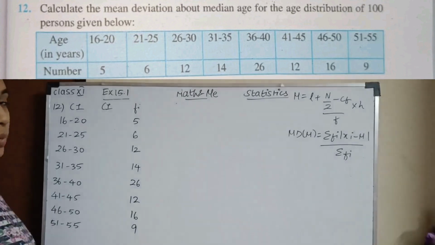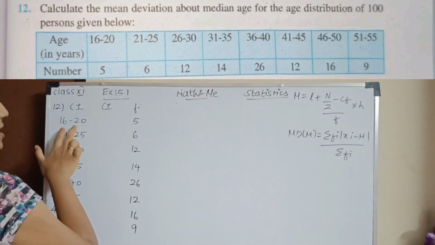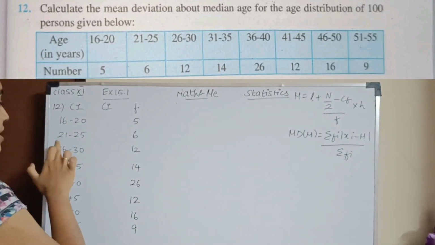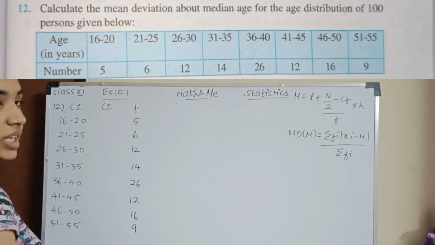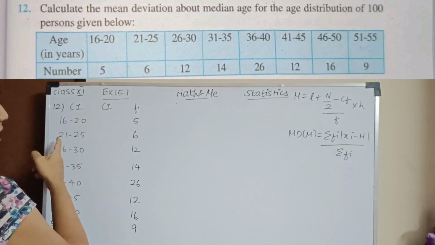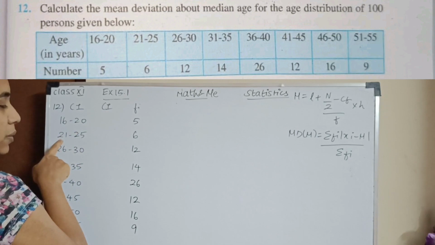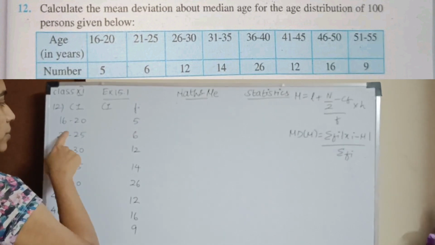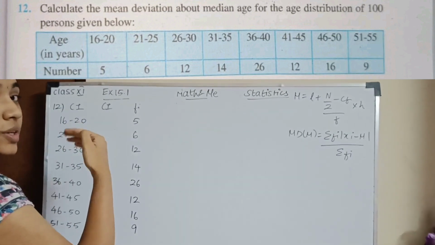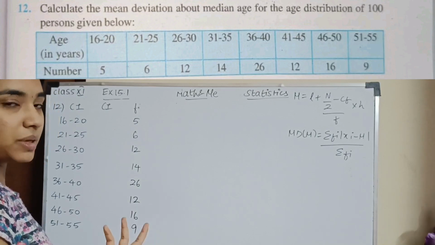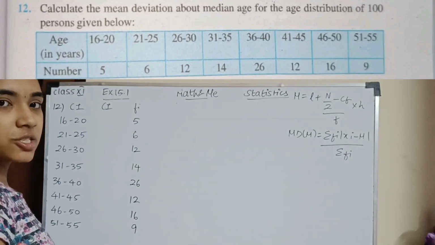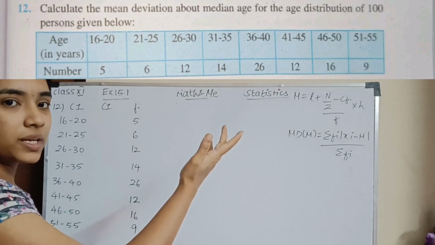Moving on to question number 12. So what do I have? The class intervals are 16 to 20, 21 to 25, 26 to 30. What do you see? They are not continuous. The final value here is not equal to the first value here. The upper limit and the lower limits of the consecutive steps are not equal. Correct? You have to make them equal. You have to have a continuous frequency distribution. Only then you can use the formulas that you just learned.